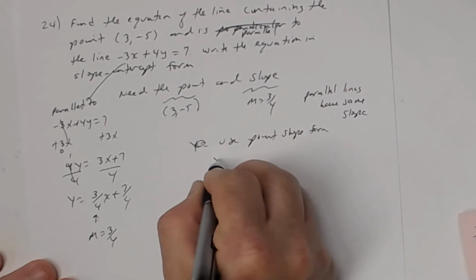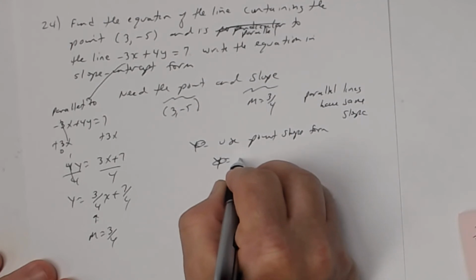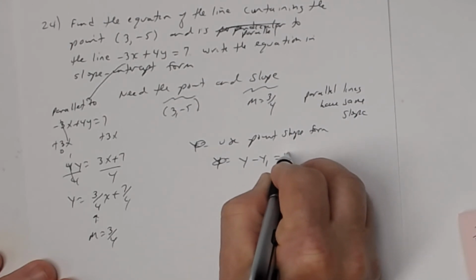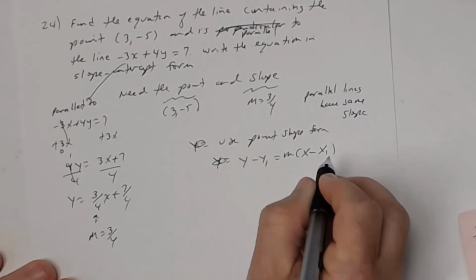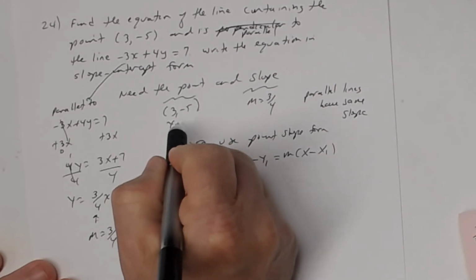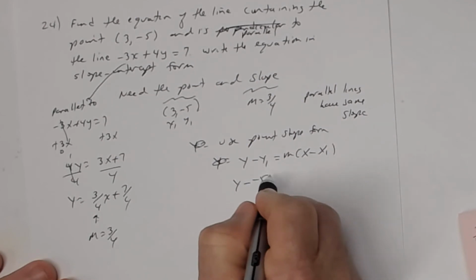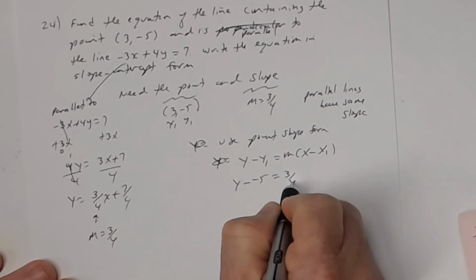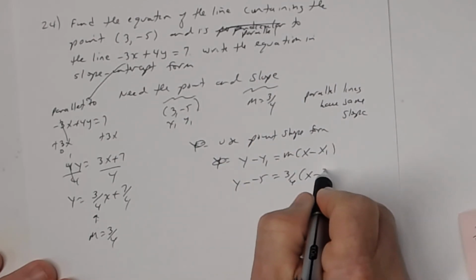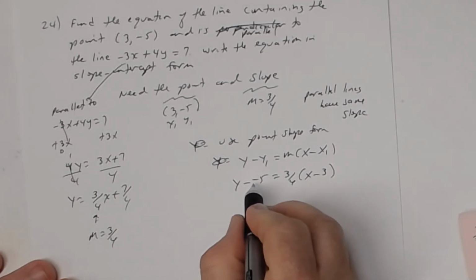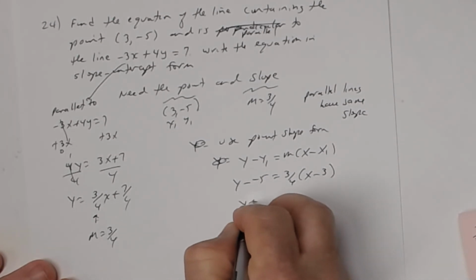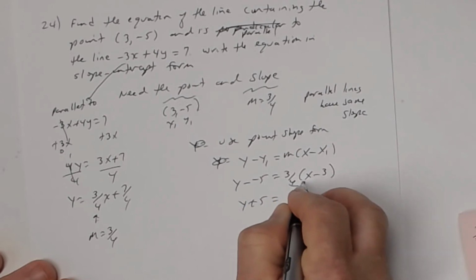Point-slope form is y minus y1 equals the slope times x minus x1. So here's your x1, here's your y1. I get y subtract -5 equals the slope, which is 3/4, times x subtract x1, which is 3. Remember, y subtract -5 means y plus 5. Make sure you do that. And then let's distribute.